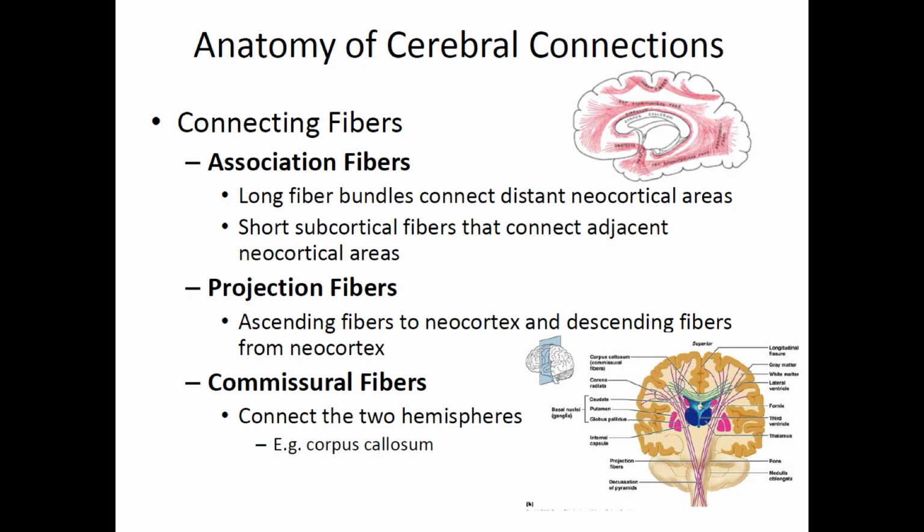And then we have projection fibers. These are fibers that ascend or descend to or from the neocortex. So these fibers would be projection fibers. They go up to the neocortex. This is the neocortex, these are subcortical, and here these projections descend or ascend. And then we also have commissural fibers, and these connect the hemispheres. For example, these fibers over here connect the right and the left hemisphere. The biggest one is the corpus callosum.